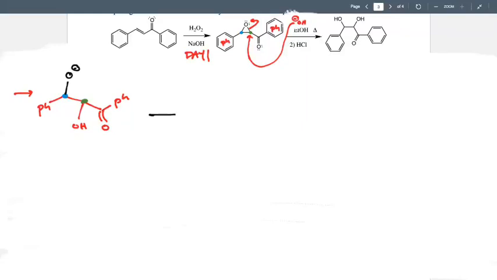Formal charge where? On the oxygen. How would I stabilize that? I could protonate it. Okay, what could I protonate it with? HCl. We could run the suggestion of the HCl.